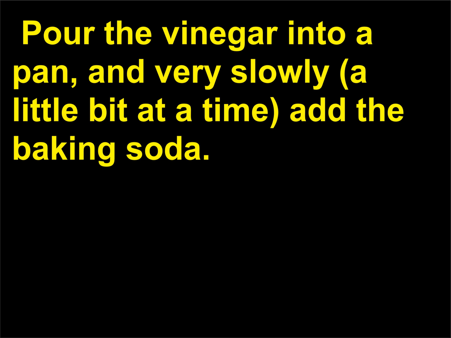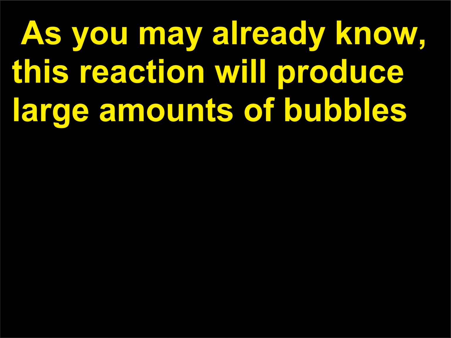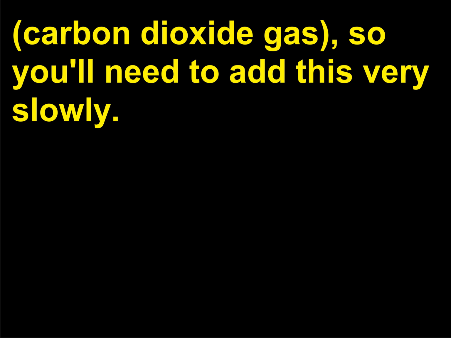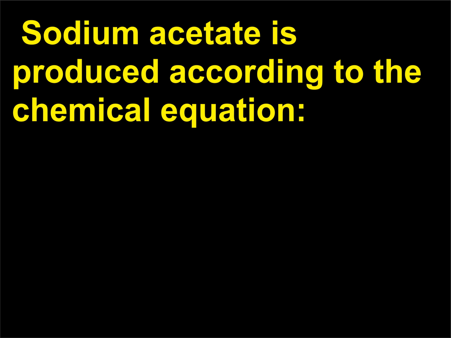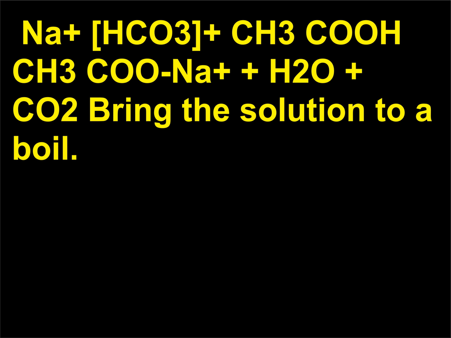Pour the vinegar into a pan, and very slowly, a little bit at a time, add the baking soda. As you may already know, this reaction will produce large amounts of bubbles, carbon dioxide gas, so you'll need to add this very slowly. This reaction will produce a solution of sodium acetate in water. Sodium acetate is produced according to the chemical equation Na+ + HCO3- + CH3COOH → CH3COO-Na+ + H2O + CO2.